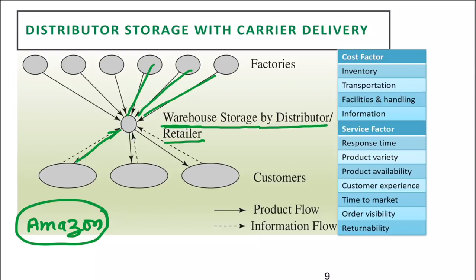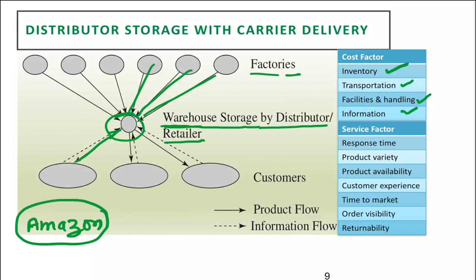In this design, if you look at the inventory carrying cost, this is likely to increase because apart from some inventories that are kept at the factories, now inventory has to be maintained at these warehouses. Compared to the first design, where inventory is kept by manufacturers, in this case transportation cost is lower, and it is especially lower for fast moving items. Facilities and handling cost obviously increases because now we have this extra warehouse in between. Information related cost is likely to be lower because the system needed is less complex.